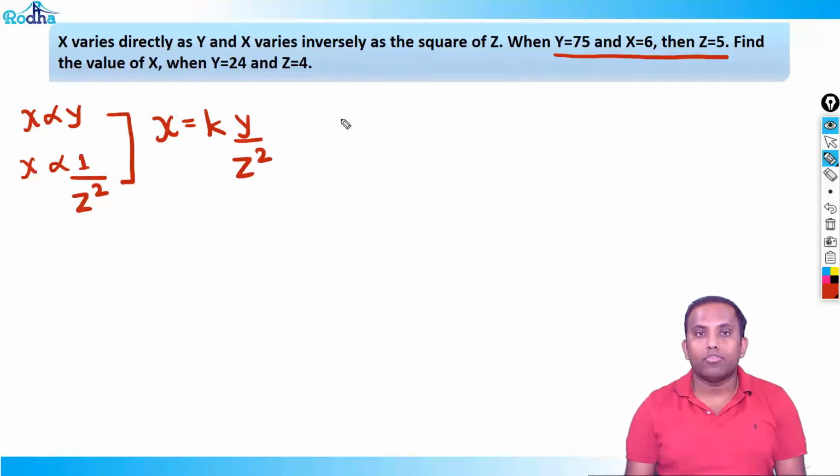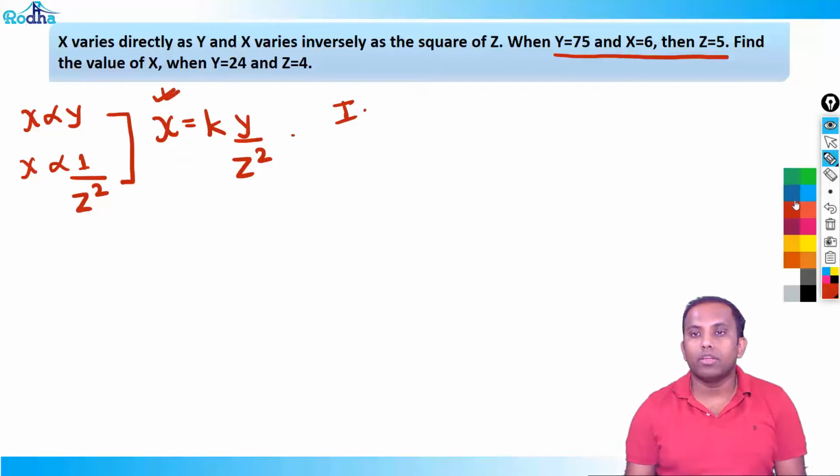I'll tell you. The first method will be, if this is the equation, this is your equation. First, we get the value of k from here. So see how to get the value of k from here. I'll just put the values here. I'll give you two methods to solve it.